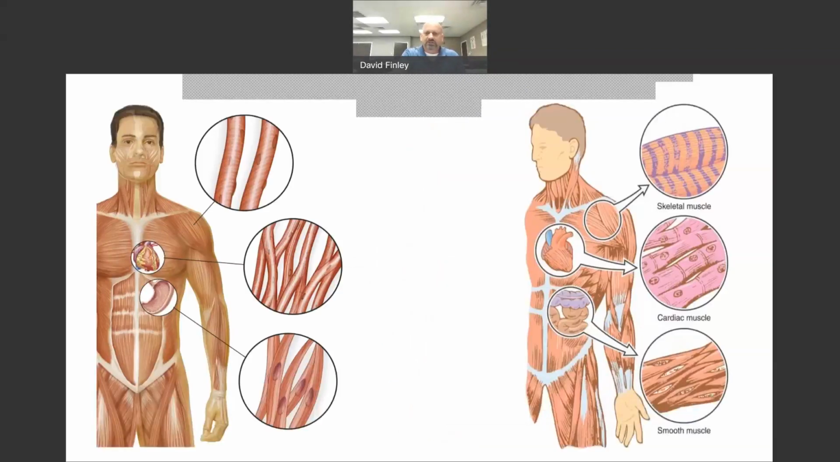Muscular system. Like I said, you're not going to have to identify these different structures on a slide, okay? So just know the terms.